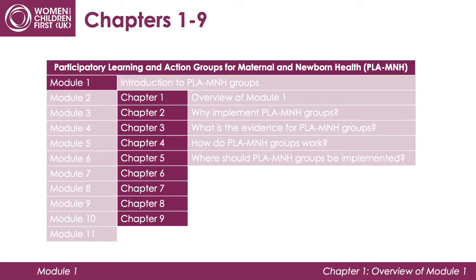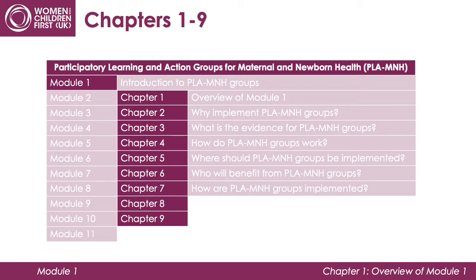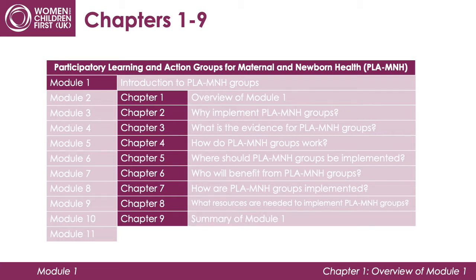In Chapter 5, you will learn where PLA-MNH groups should be implemented to ensure they have the greatest possible impact. In Chapter 6, you will learn who are the key beneficiaries of the PLA-MNH group approach. In Chapter 7, you will learn how PLA-MNH groups are implemented in practice. In Chapter 8, you will learn what resources are needed to implement PLA-MNH groups in practice. And Chapter 9 provides a summary of Module 1.